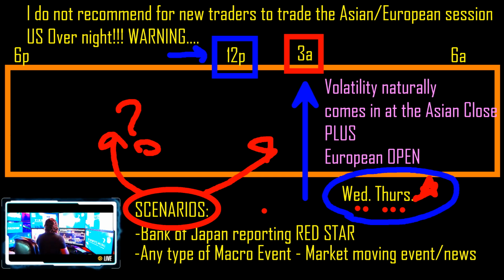Okay, questions around the overnight session? Hope you guys got this. Take a screenshot and put this somewhere. If you are going to be trading the overnight session, just remember these things. This should be able to kind of memory peg you into things that you need to think about if you're trading overnight. Okay.